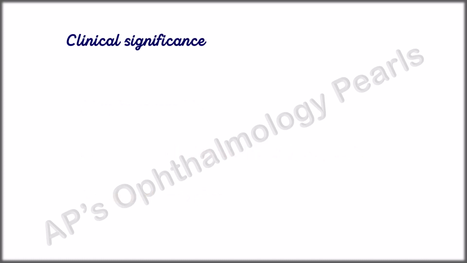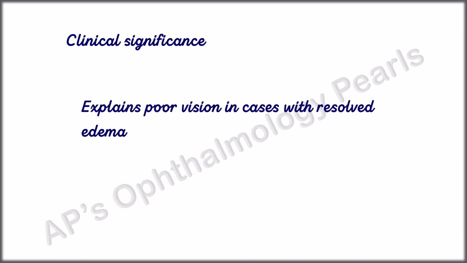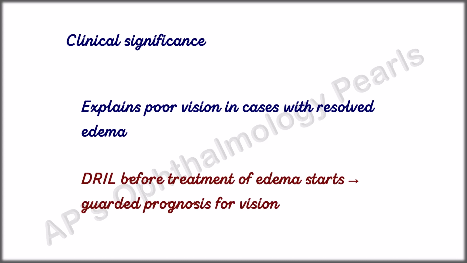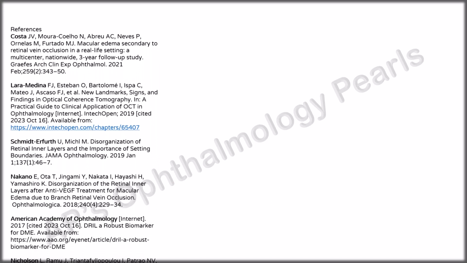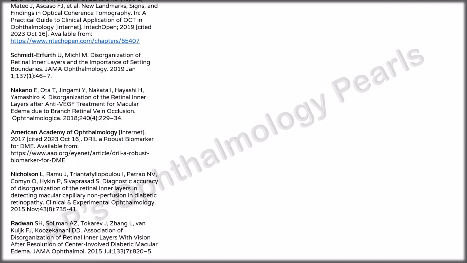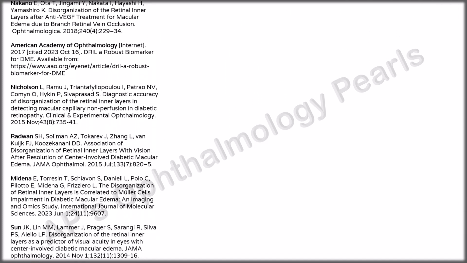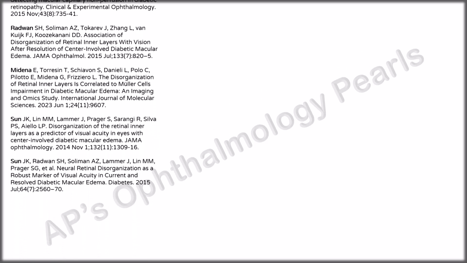The clinical significance of the presence of DRIL is that it explains why vision is still poor in cases of resolved edema when present, and the presence of DRIL before treatment of edema warns of a guarded final visual prognosis. It is surmised that DRIL involves the destruction or disorganization of amacrine, bipolar or horizontal cells in the inner retinal layers, which are critical for transmission of visual data from photoreceptors to retinal ganglion cells. Recently, Muller cell involvement has also been suggested.